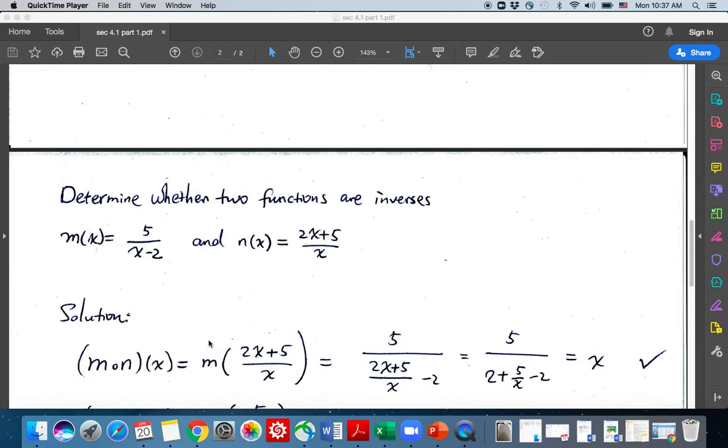So what I mean is that, say you start from an input being x, and we map it through a function called m, and then further map it through a function called n.